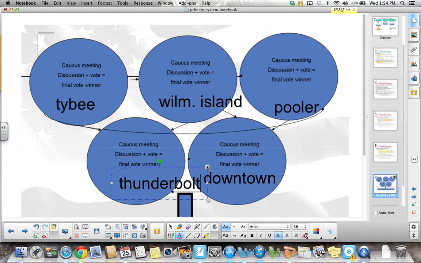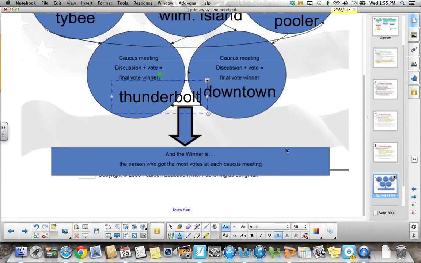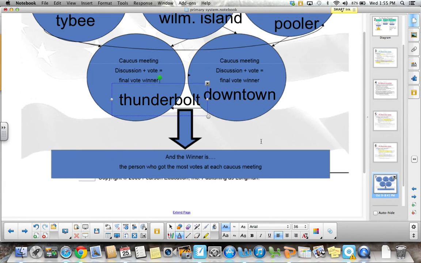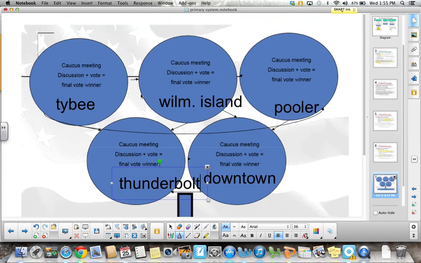So all these neighborhoods get together, they hold their meeting, they discuss their candidate preference, and each meeting votes. There's a winner from each local precinct meeting, and each winner gets together, and they put those meetings together to get the final winner for that state. And that's how the caucus works. It's a bunch of different meetings held around the state, and then all the votes of those meetings are put together to calculate the final vote winner.